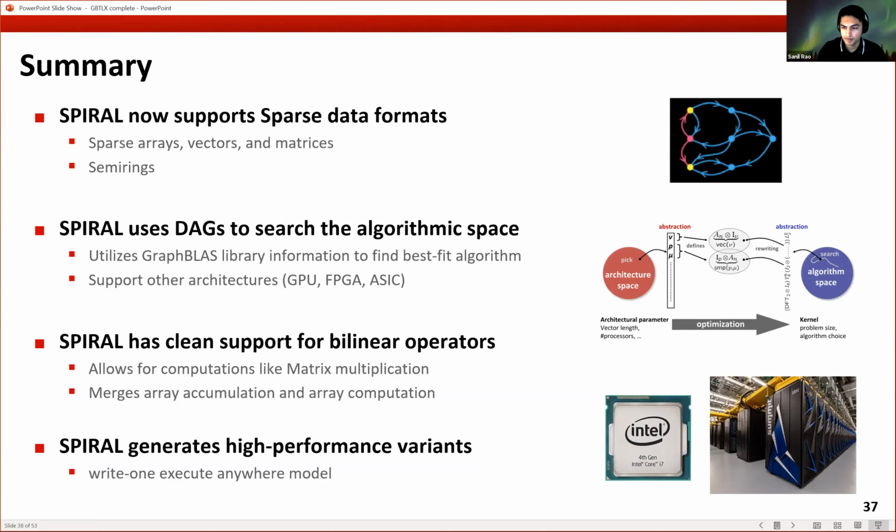We do plan to extend this pattern matching to target additional architectures, and we can hopefully generate graph kernels for GPUs, FPGAs, and ASICs. We now cleanly support bilinear operations like matrix-matrix multiplication, which are the cornerstone of many of these graph applications, and allow for specifically that merged array accumulation computation code blocks. And the end result of this entire system is a write once, execute anywhere model, whereby the developer can describe their algorithm, and Spiral will generate code for either their local workstation or the largest supercomputer that's available today.